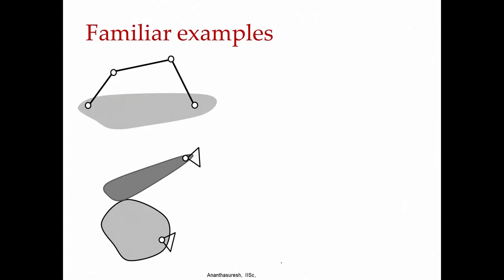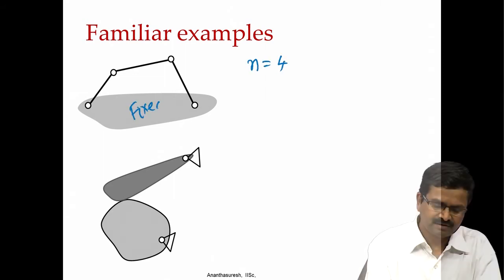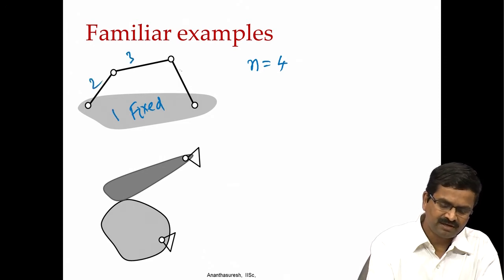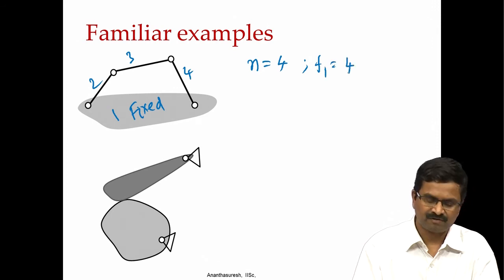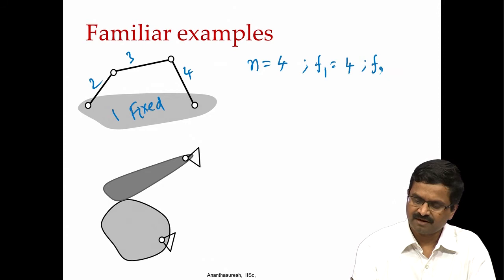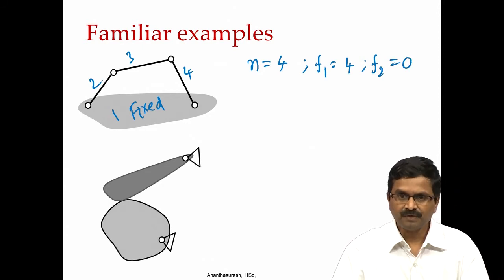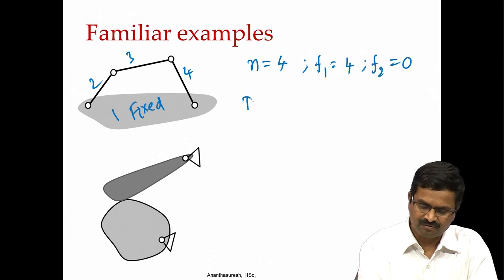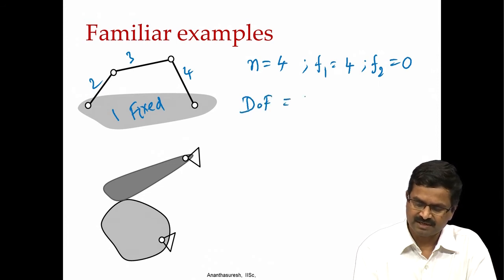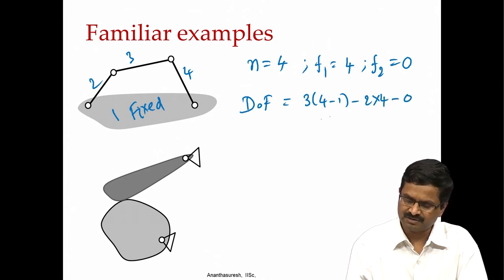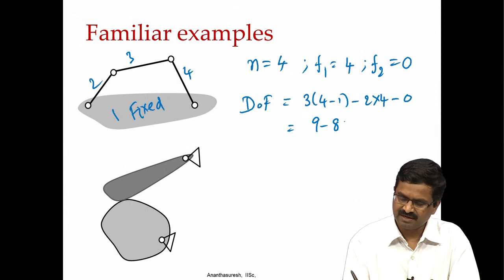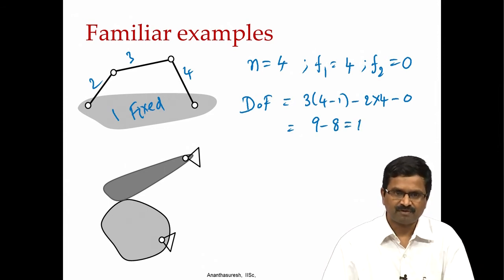And these are some familiar examples for you. A 4 bar linkage, where n equals 4, with one body fixed. We call them 1, 2, 3, 4, and there are 4 F1 joints, that is 4 revolute joints, and F2 is 0, there are no 2 degree of freedom joints. So, now if we write the degrees of freedom for this, it is 3 times (4 minus 1) minus 2 times 4 minus 0, that is 9 minus 8 equals 1. It is a 1 degree of freedom mechanism.